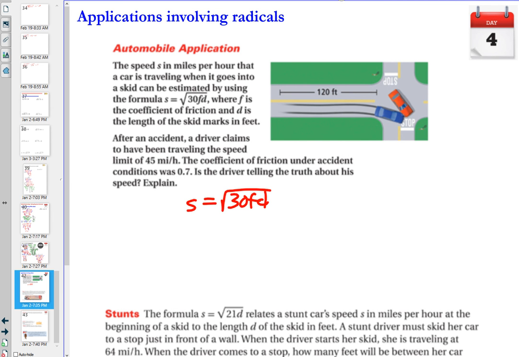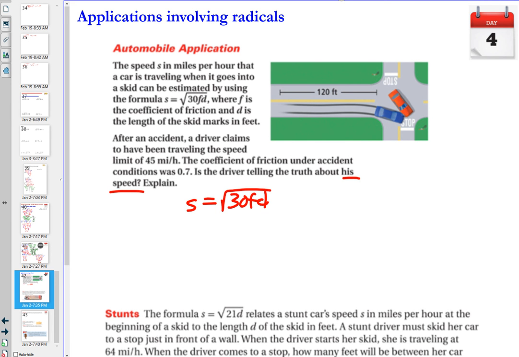So it says the speed, S, in miles per hour. S is the speed that a car is traveling when it goes into a skid can be estimated by using that formula that we just wrote. F is the coefficient of friction, and D is the length of the skid marks in feet. After an accident, a driver claims to have been traveling the speed limit of 45 miles per hour. The coefficient of friction under the accident condition was 0.7. Is the driver telling the truth about his speed? So we're looking for his speed. That's what the question is asking.